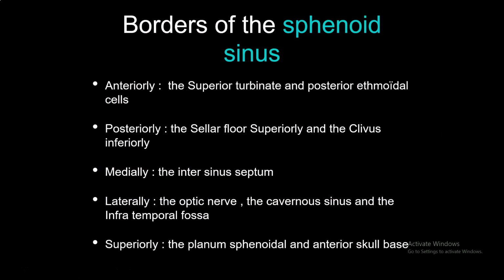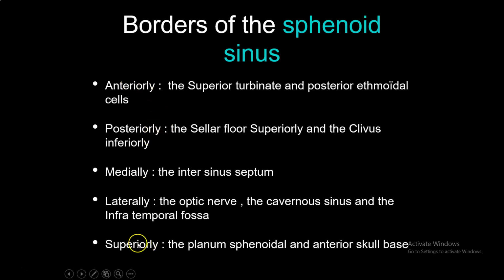Borders of the sphenoid sinus: anteriorly we have the superior turbinate and posterior ethmoidal cells. As we said, anterior to the sphenoid bone we have the ethmoidal bone, so anterior to the sphenoid sinus we have the posterior ethmoidal and the superior turbinate. Posteriorly we have the cellar floor superiorly and the clivus inferiorly. So this is anteriorly, posteriorly.